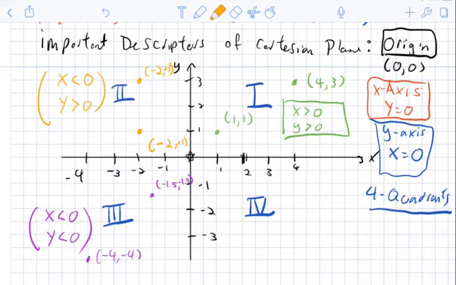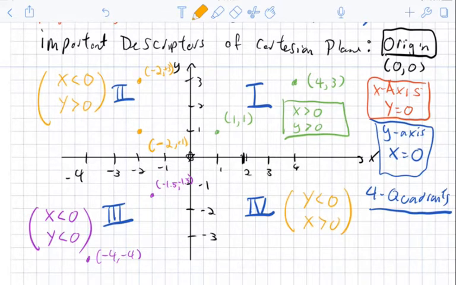And last, this quadrant, a similar story. We're below the x-axis, so we're in the negative part of the y-axis. So the y-coordinates are going to be negative. But we're on the right-hand side of the x-axis, in the part where the x-coordinates are positive. So in this region, the x-coordinates are bigger than 0.